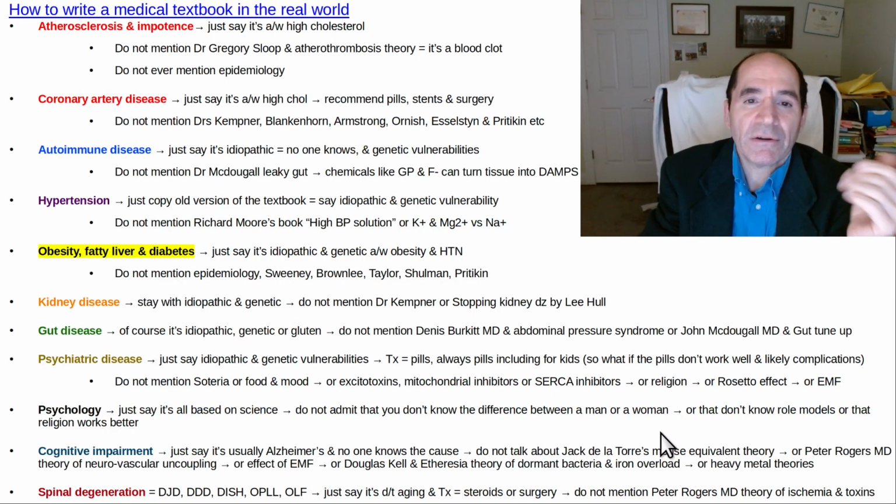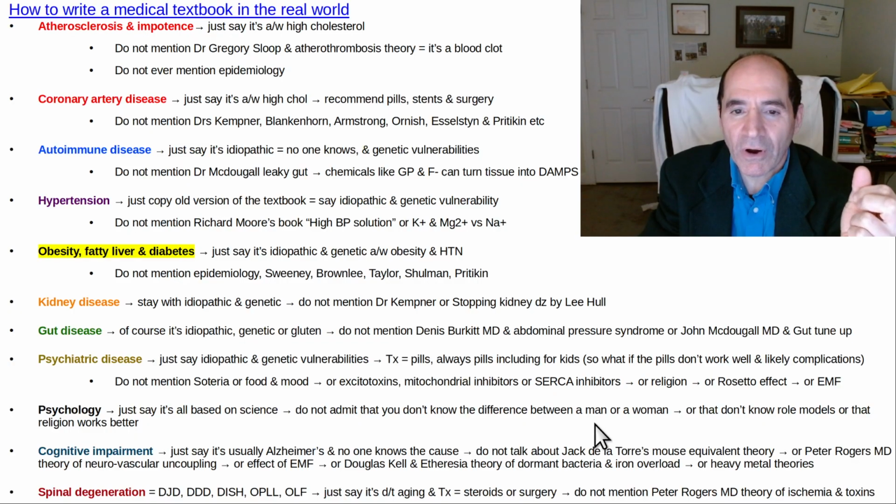You do these things, remember that the rest of your career. It's all due to idiopathic unknown causes or genetics, and the patient needs pills or surgery. You'll make a lot of money. Your hospital will be happy with you. You'll never get in trouble. That's how you write a medical textbook.